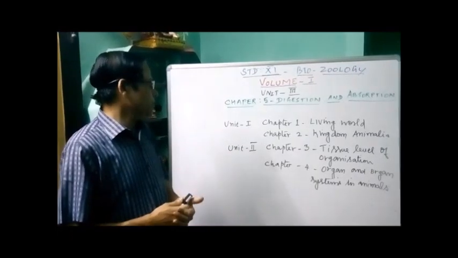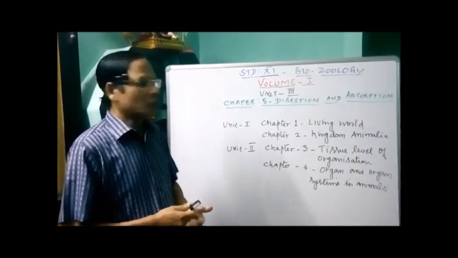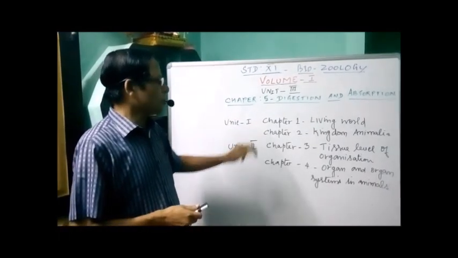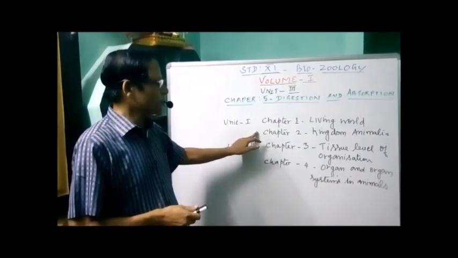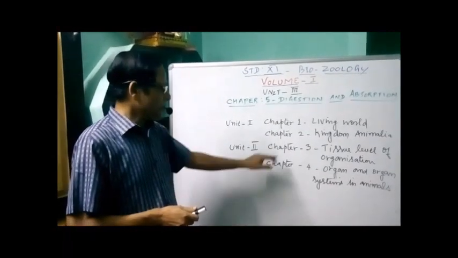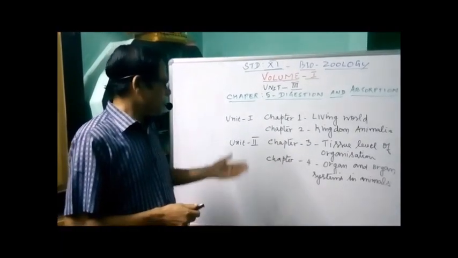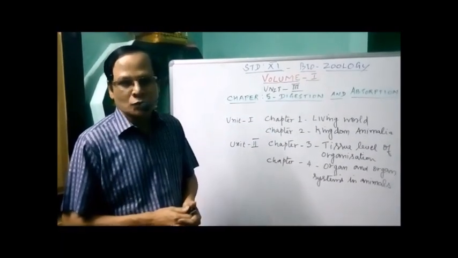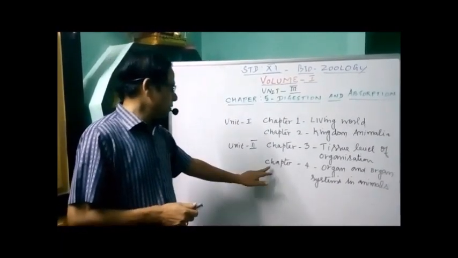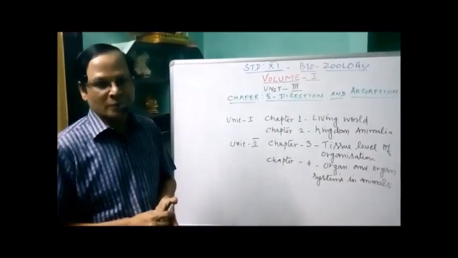It includes three units. Unit 1 includes Chapter 1, Living World, and Chapter 2, Kingdom Animalia. Unit 2 includes Chapter 3, Tissue Level of Organization, where we talk about the different tissues, and also Chapter 4, Organ and Organ Systems in Animals.